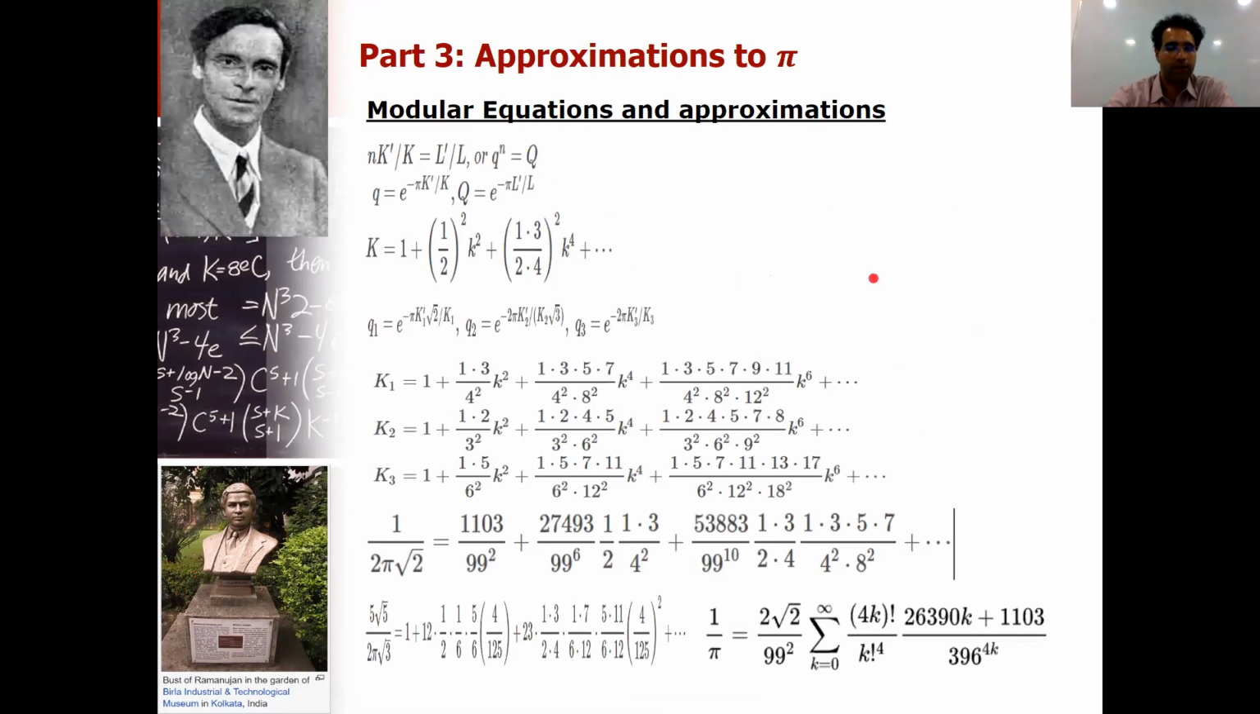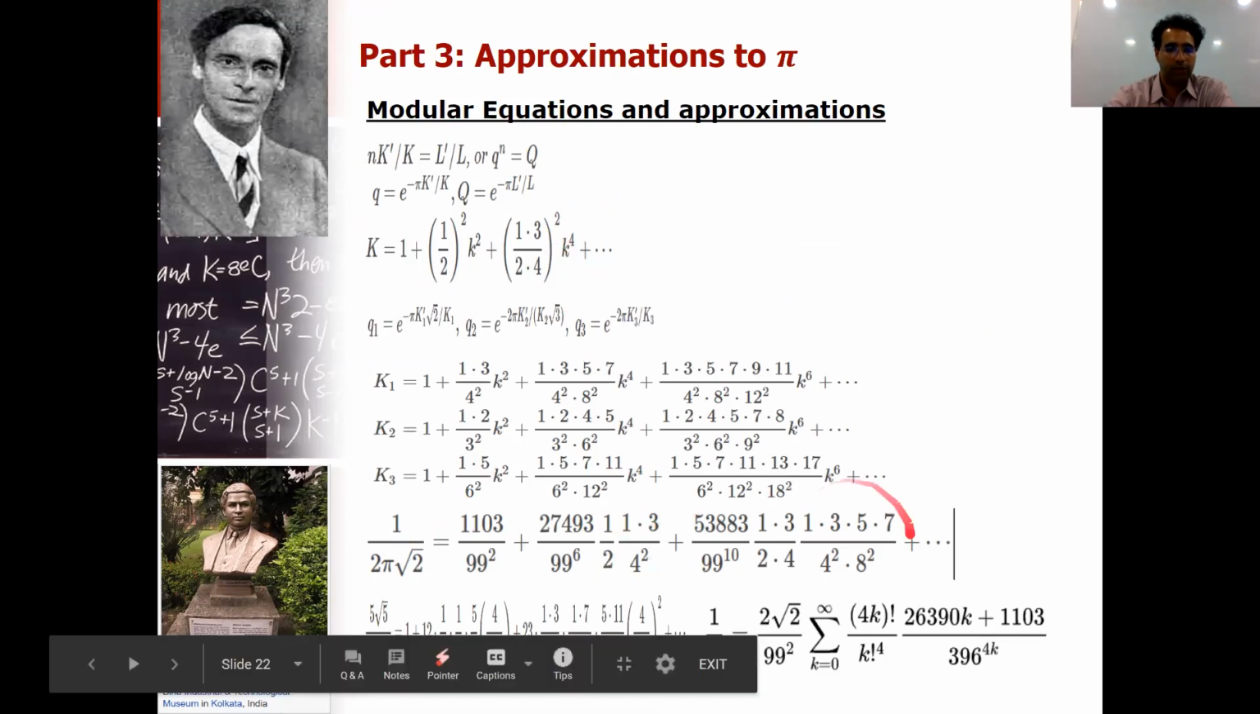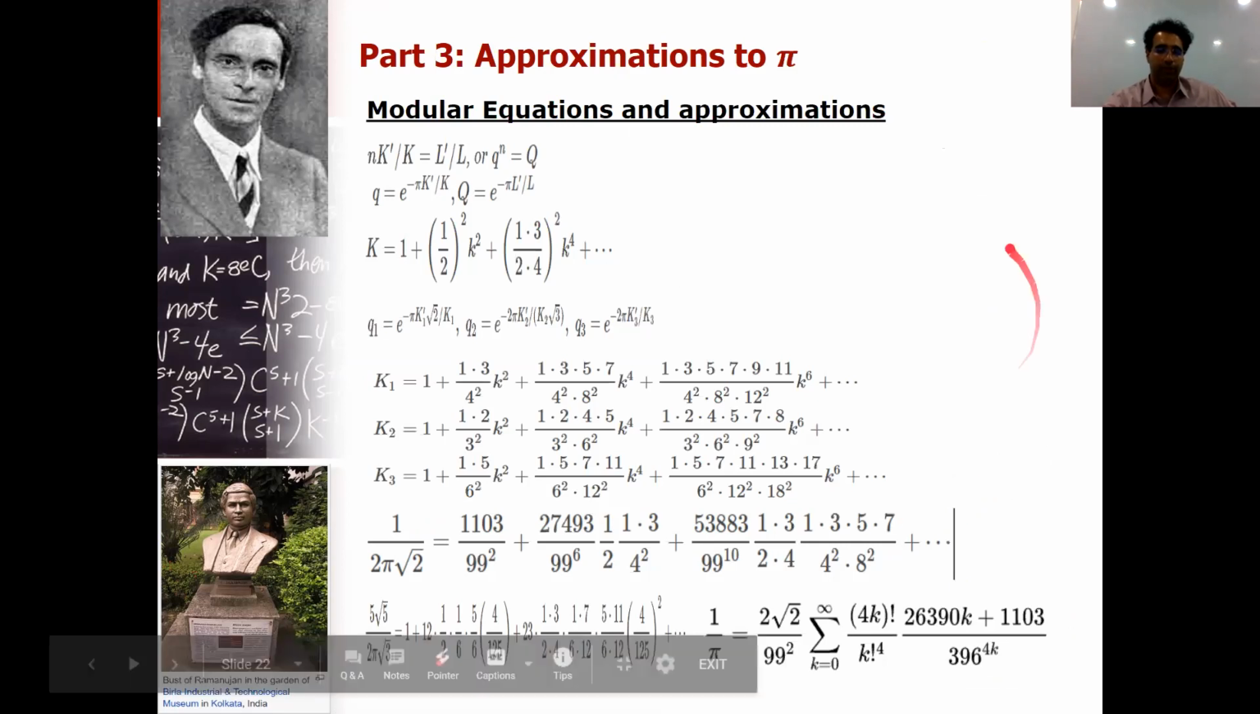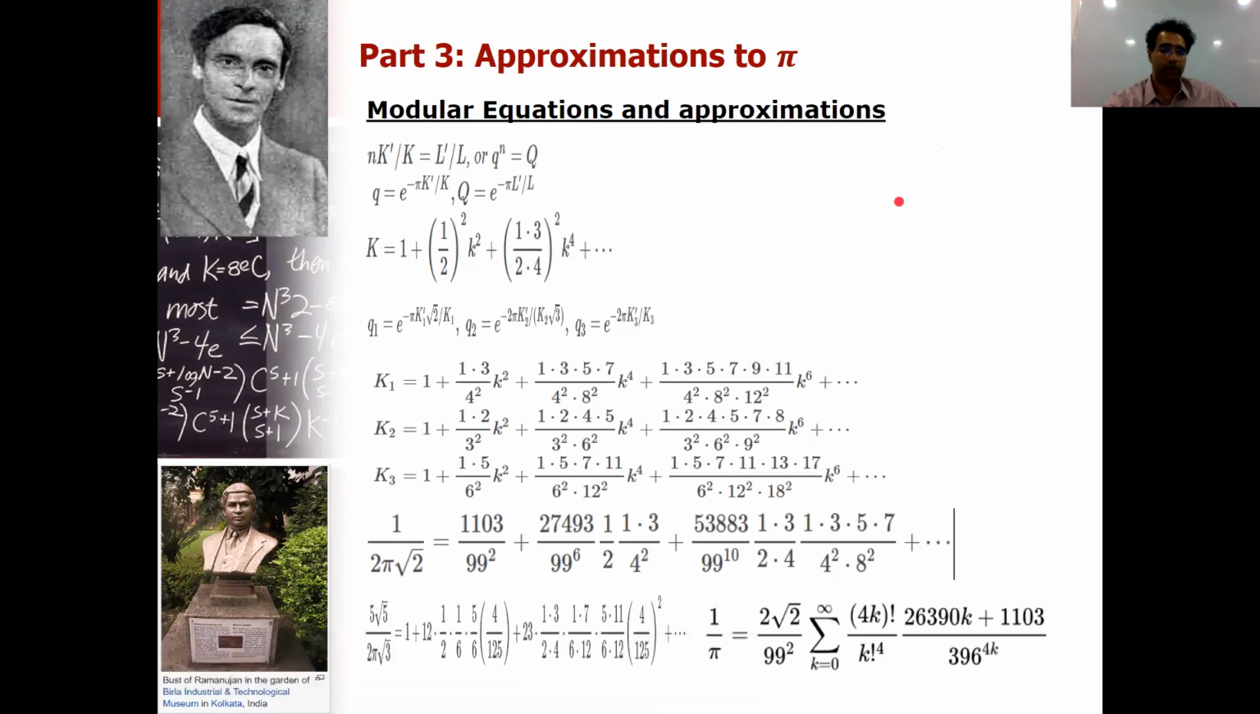So Ramanujan took this further, and then he came up with a lot of interesting values of pi, including the very famous final identity that you see towards the end, which involves factorial 4k, and then a huge number like 26390 and so on.